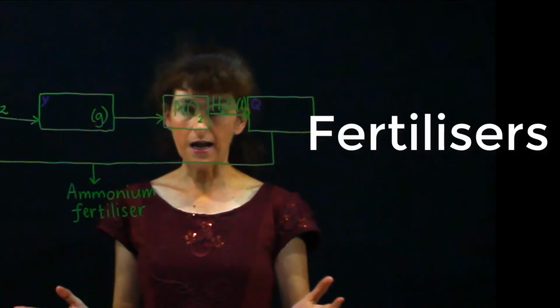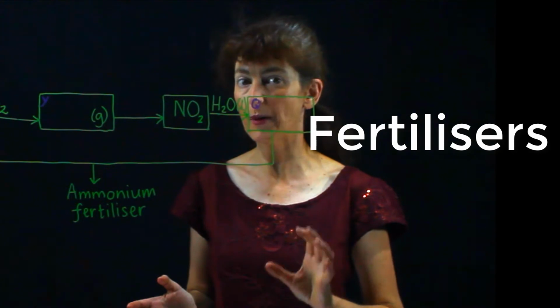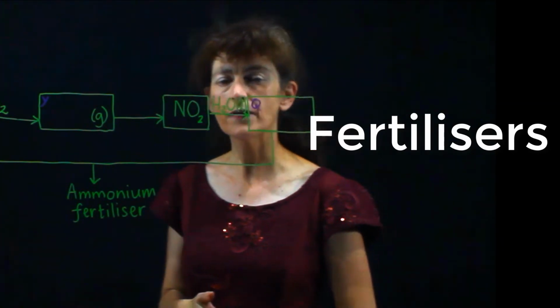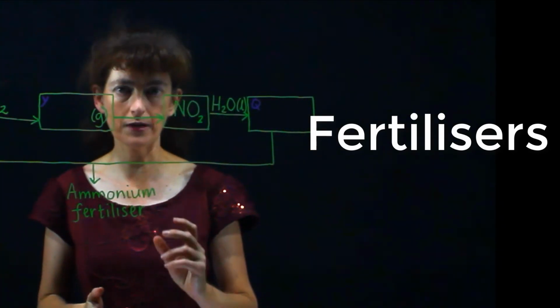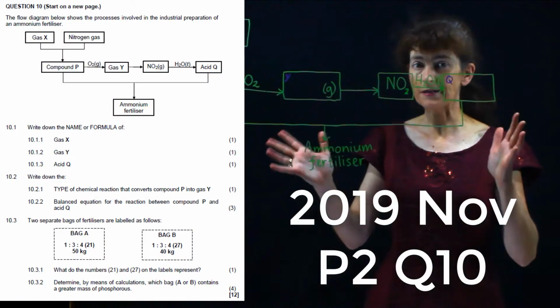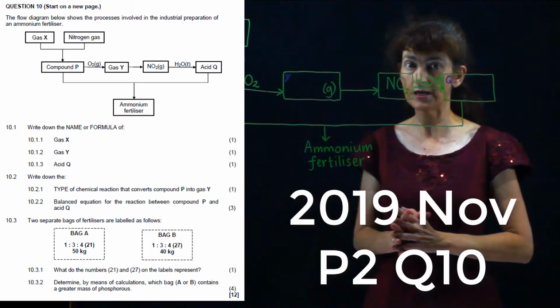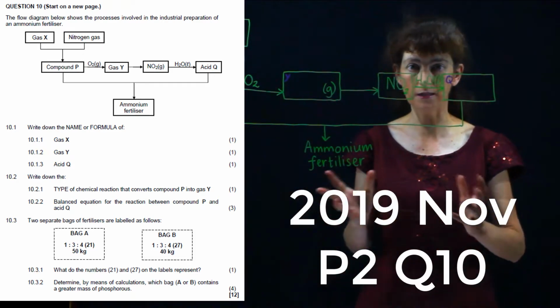The topic of fertilizers is the worst answered question year after year in the paper 2 examination. And that's really sad because this is actually a very easy topic, so you should be getting easy marks. This is from the 2019 November paper. Question 10 about fertilizers was the worst answered in the paper.